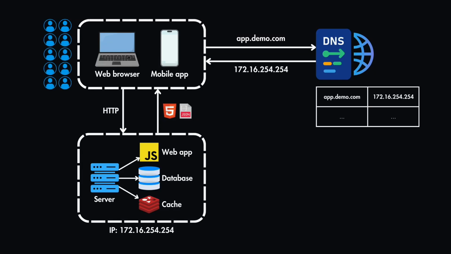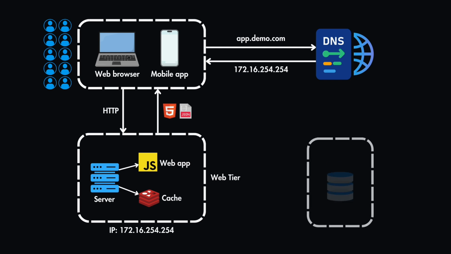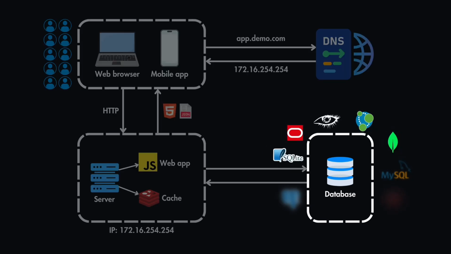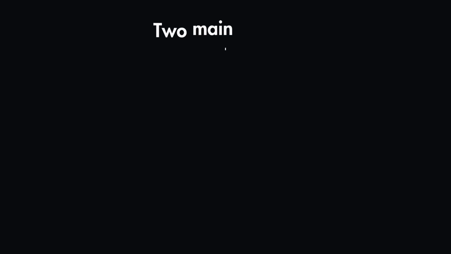As our user base grows, a single server isn't enough to handle the increased demand. To accommodate more users, we can separate our web tier, which is handling the web and mobile traffic, and the data tier, which is managing the database. This setup enables us to scale each server based on its specific load. But when it comes to choosing the right database, how do we know which specific database is the best for our specific application?